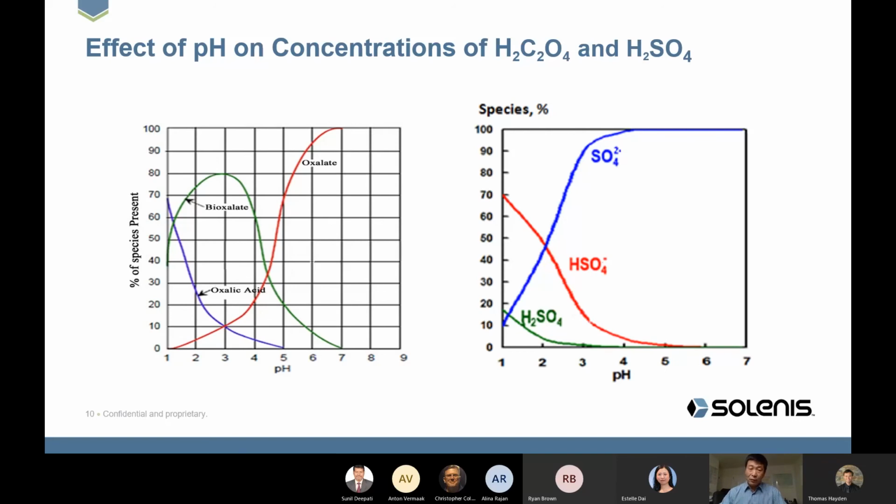So for sulfuric acid, if you get to 2.5, somewhere around here, you still have some. But if you get a higher pH, even though you generate more sulfate ion, you don't have much sulfuric acid in the system. You don't need it. So what makes scale components in the process?